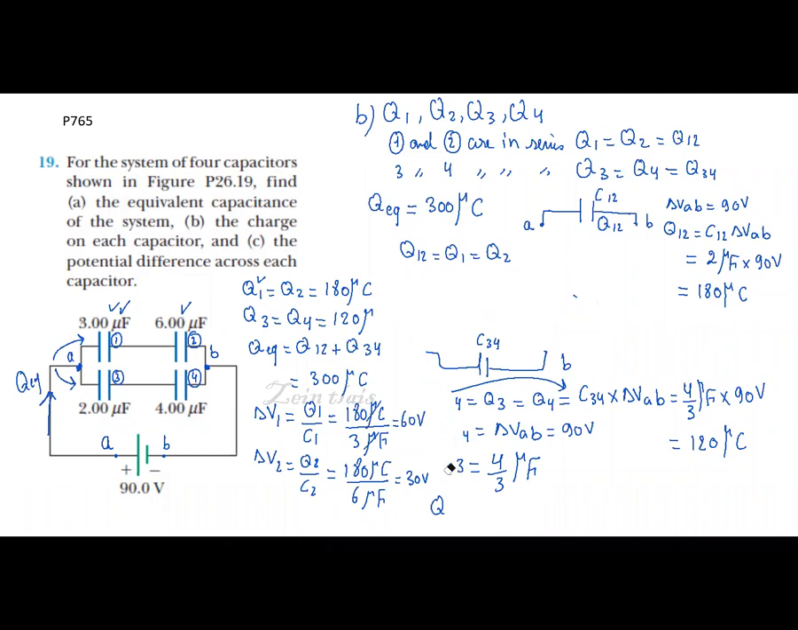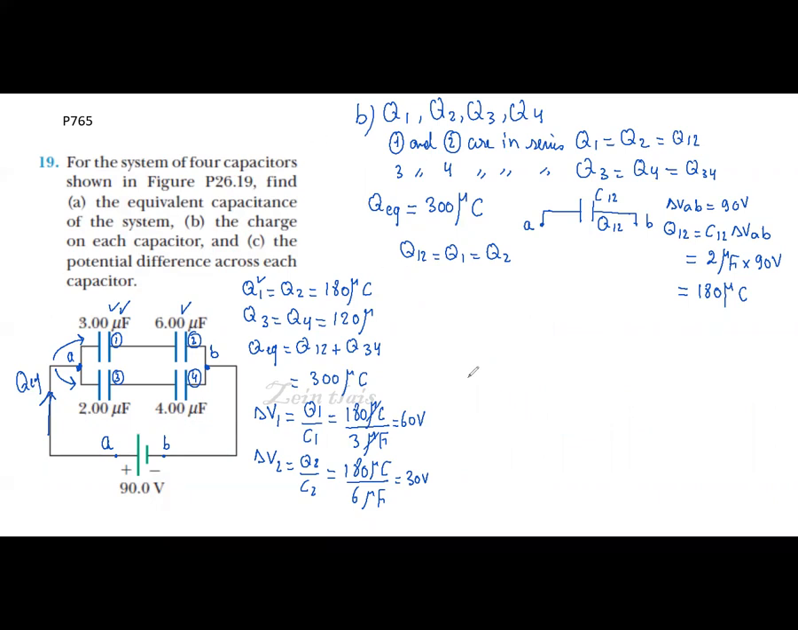We can follow the same procedure to calculate delta V3 and delta V4. So we can say delta V3 equals Q3 divided by C3 equals 120 microcoulomb divided by C3 equals 2 microfarad, equals 120 divided by 2 equal to 60 volt. So delta V4 equals 90 minus 60 equals 30 volt. Okay, so we calculated all the charges and all the potential differences of the capacitors.